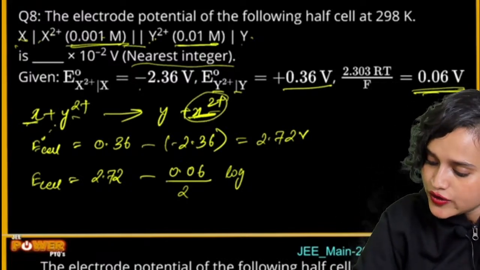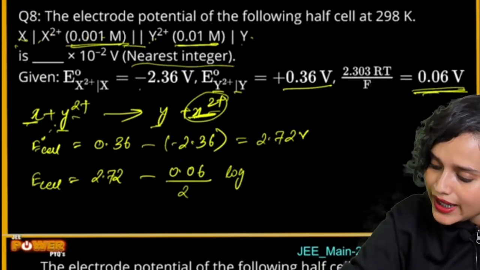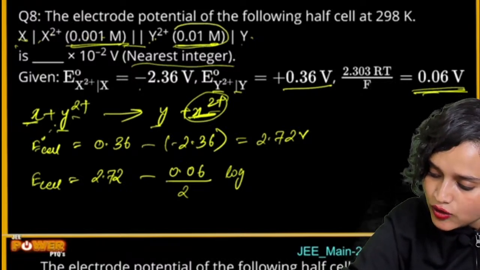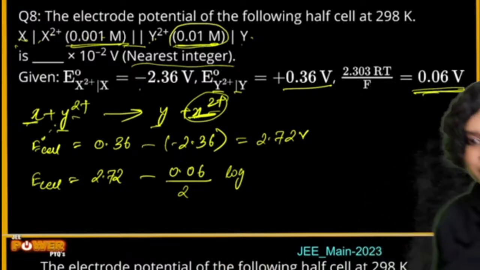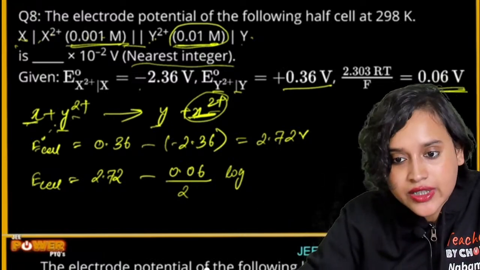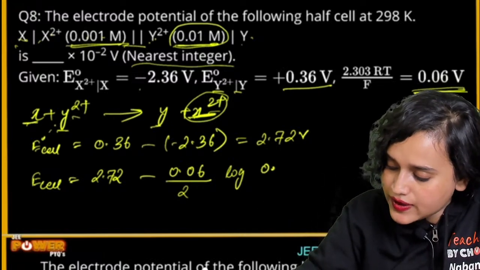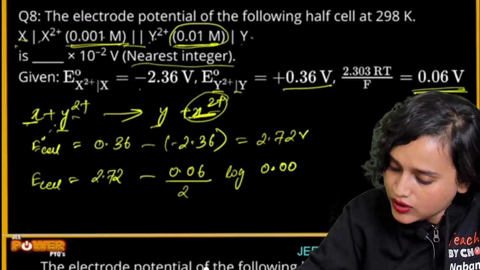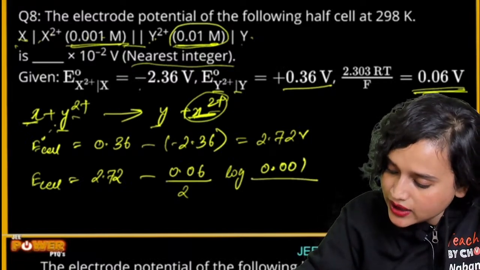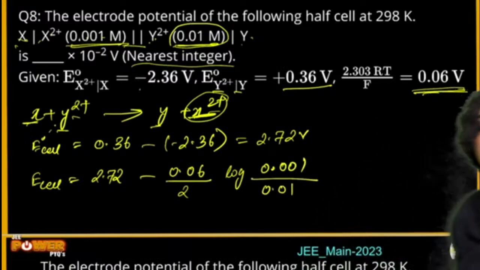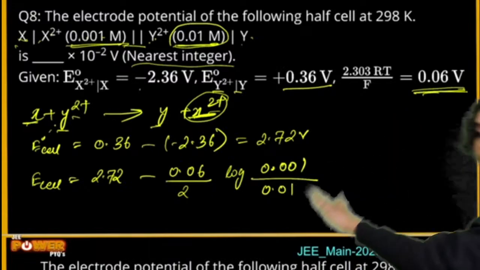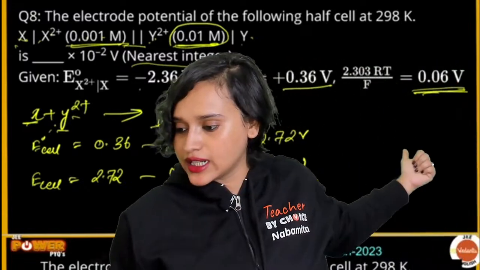And here, what do you see? Y2 plus to Y. This is 0.001 molar. So here what will we write? We will write it as log of 0.001 divided by 0.01. Please have a look, everybody. Are you all understanding this much?